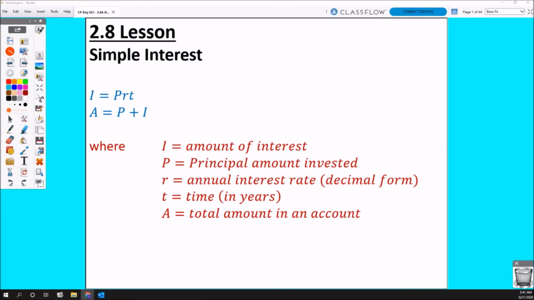Hi, welcome to section 2.8. Today we're going to cover simple interest. This is the first part of this lesson.